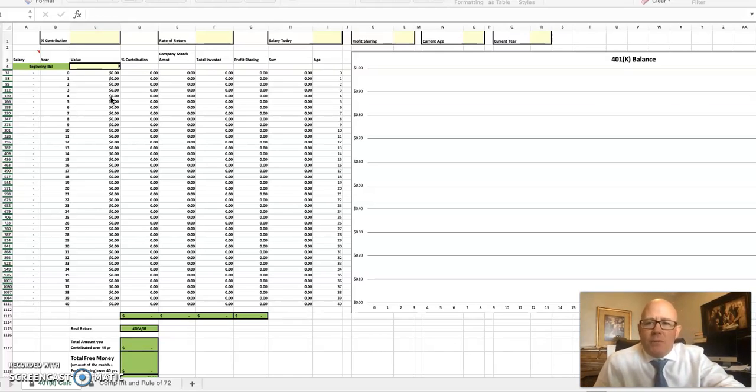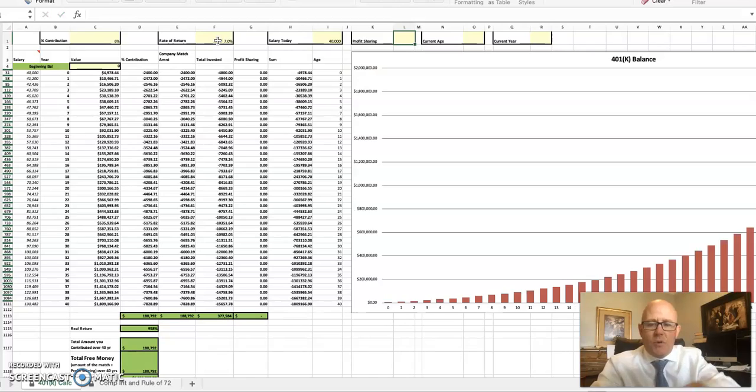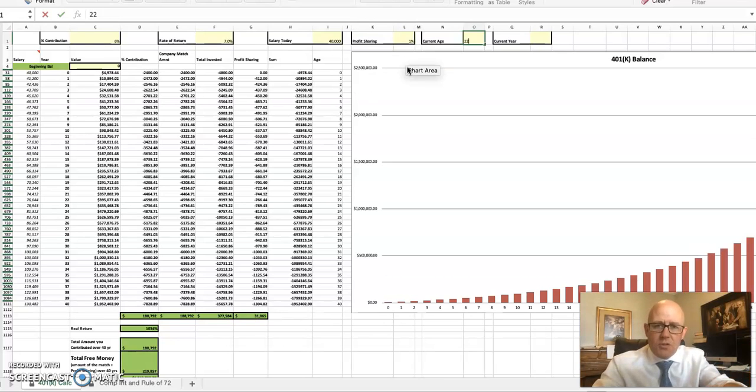In the discussion board, we asked for a contribution amount, and that was 6%. So you put that there. The rate of return, I think we said, was 7%. The salary today, I think it was 40,000, if I'm not mistaken. Profit sharing was at 1%, so you put the 1% in right here. Current age, that's really up to you. I'll just put in 22, and then the current year, 2020.